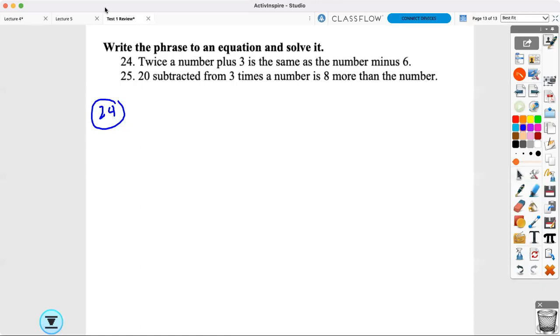All right, let's take a look at 24. Twice a number plus 3 is the same as the number minus 6. Anyone want to take a jab at it? For 24, writing the equation first. Twice the number is 2 times x or 2x plus 3 is the same as a number minus 6.